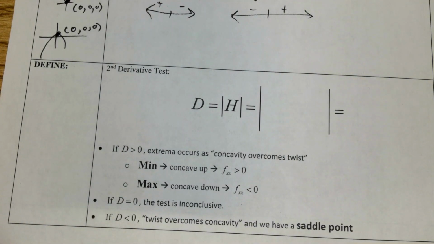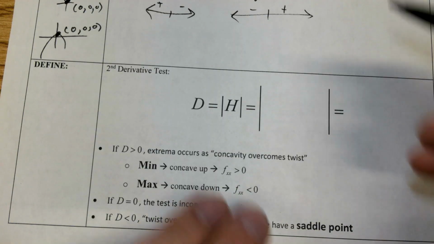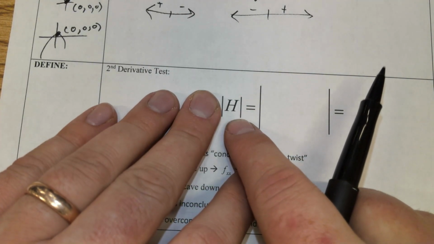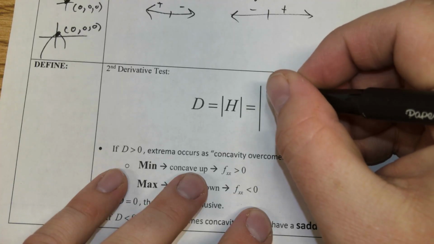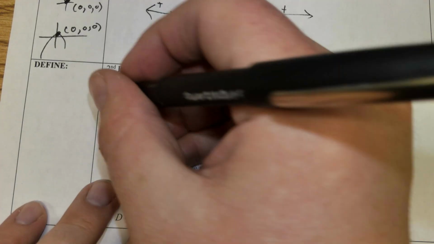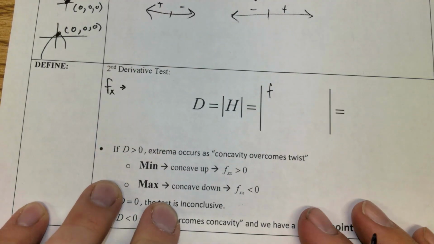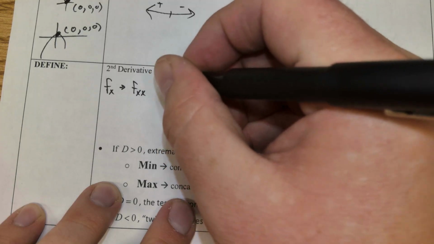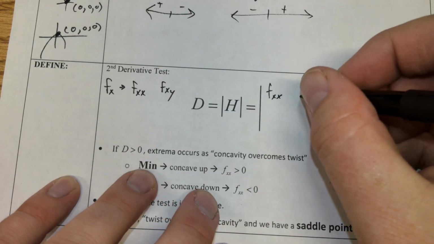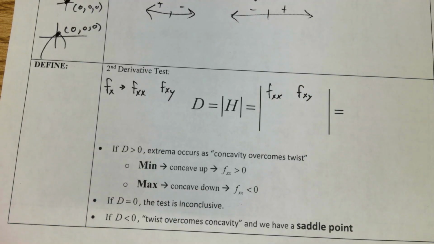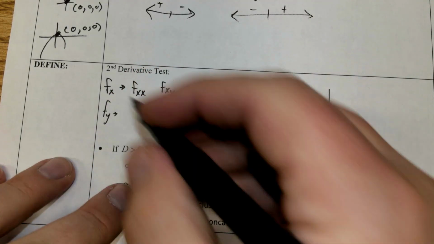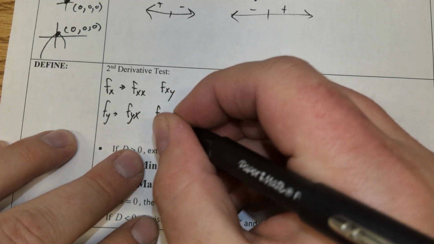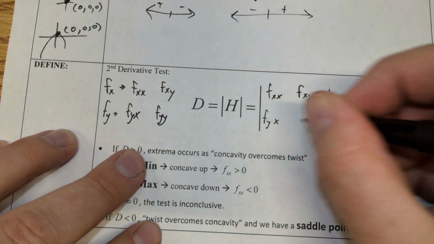And I don't want to overwhelm you with too much information. I just want to give it to you and hope that you believe me here, that there's a special matrix called the Hessian. And the Hessian is where I take f. I'm going to take f sub x, and I'm going to take its x derivative and its y derivative. Then, for my second row and my second function, I'm going to take f sub y, and I'm going to do the same thing, just in the other order.